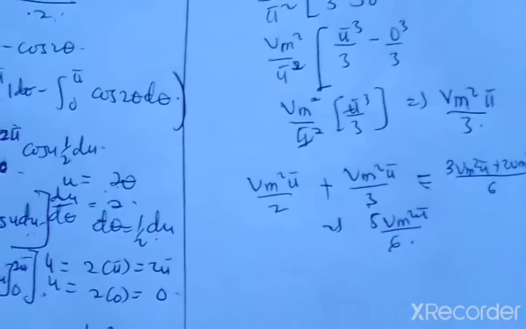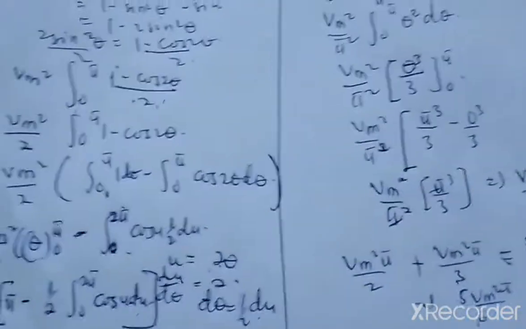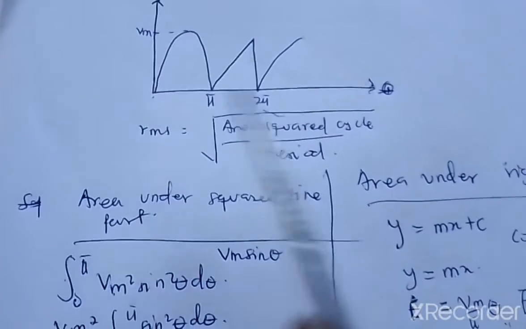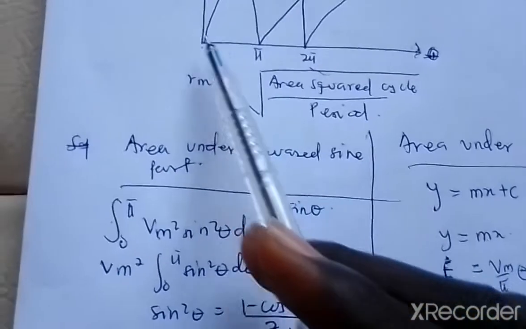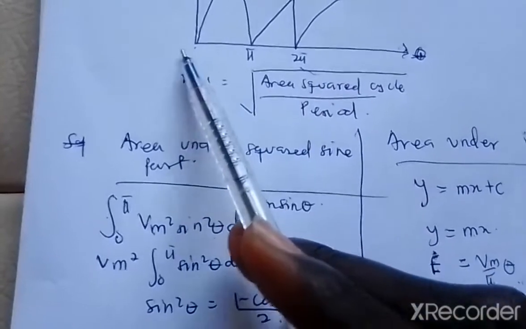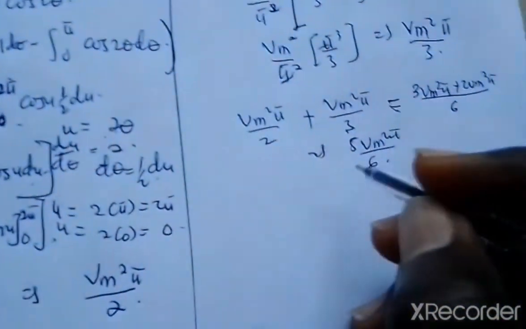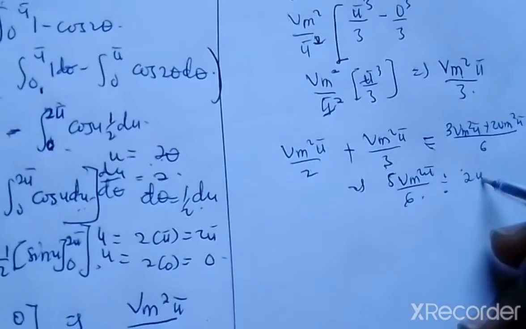Once I get this, I'm not done. This is the area under the square cycle. I'm to divide it by the period before I take the square root of the whole result. So if I divide it by the period, what's the period? The period is from 0 to 2 pi. Period is where it begins and where it begins again. So it started here and it's now beginning here again. So from here, I'll just write this divided by my 2 pi.